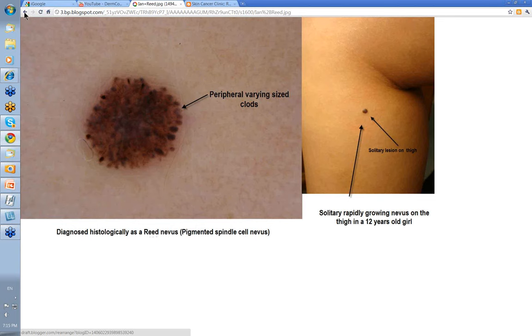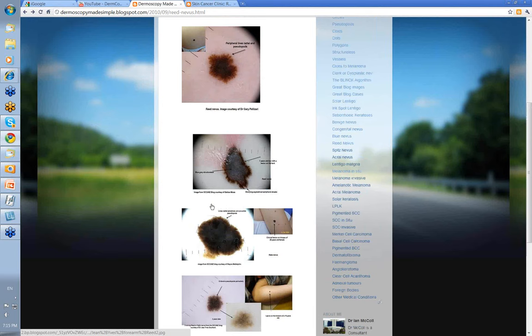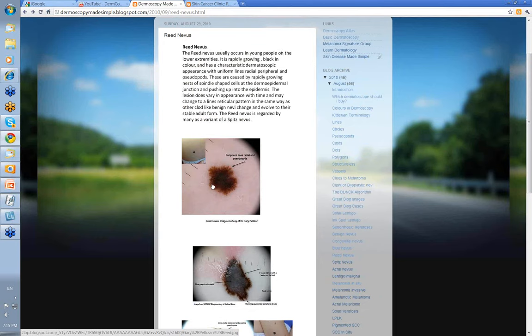So, a quick talk on reed or spindle cell nevi. The differential is a melanoma, usually with asymmetrical lines radial peripheral in the melanoma and asymmetrical pseudopods as well, and generally in someone over the age of 20. You should be very loath to diagnose a reed nevus in someone in the late teens or over the age of 20 without taking an excision biopsy of the lesion.